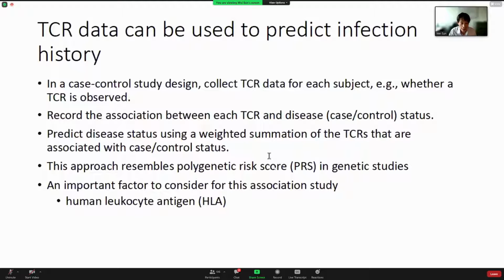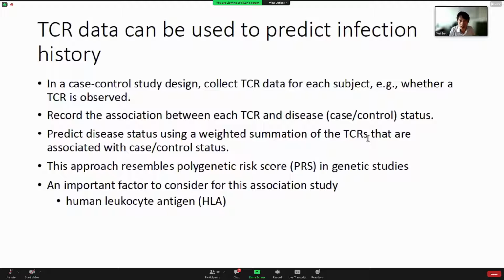And then we collect the TCR data from each individual. The TCR data is kind of like SNP genotype data. You have a big matrix. Each row is one TCR, and the data is just 0 or 1, whether the person has this TCR or not. Then you can look at the association between each TCR and the disease. That's just like a GWAS, right? And then you can predict the disease status using a weighted summation of the TCRs that are associated with case-control status.